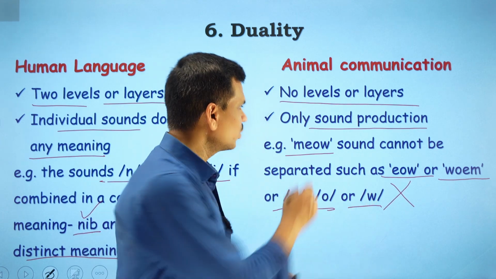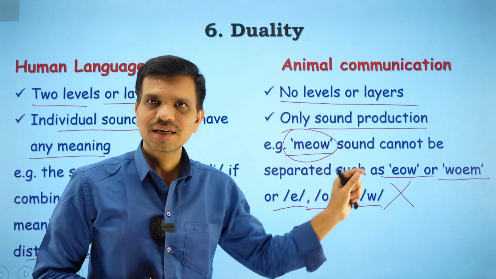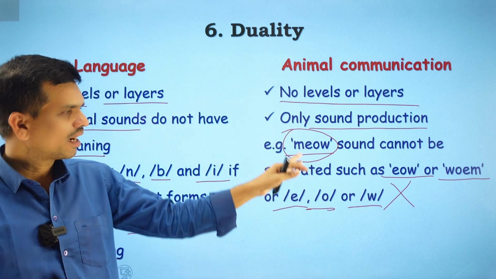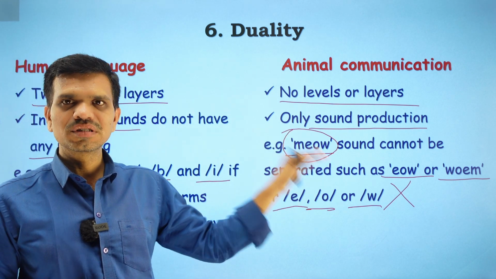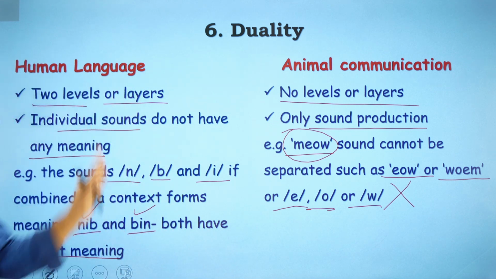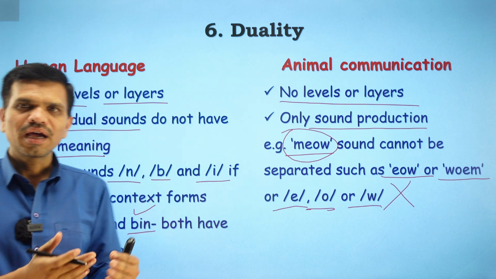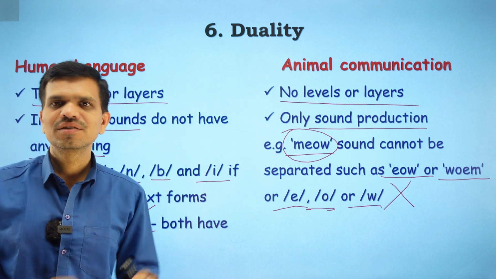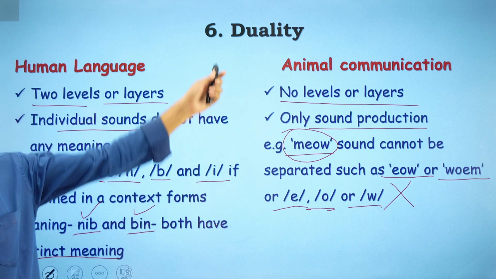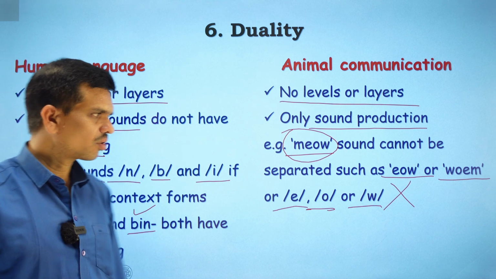So they have only discrete, finite sounds or finite signals, and with the help of these signals they communicate. But it is unlike human language. In human language we have different types of sounds and we use combinations of them, and with those combinations we form different words with distinct meanings. So this is the duality of human language, which is a very important feature.